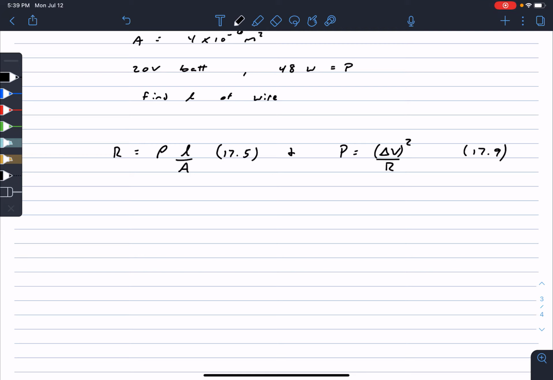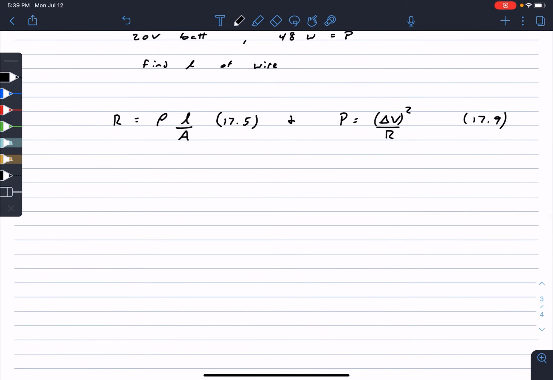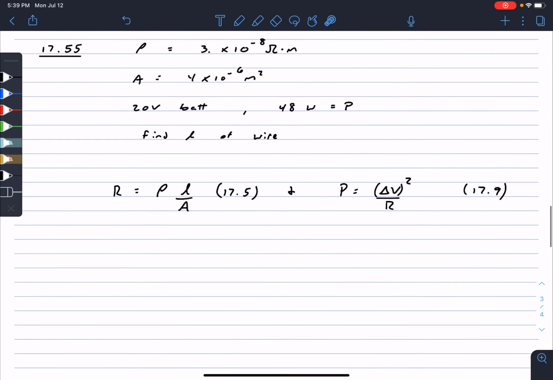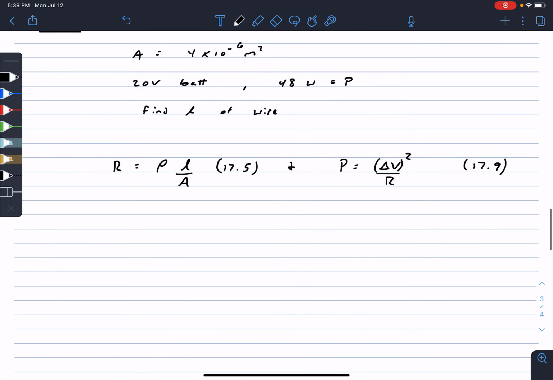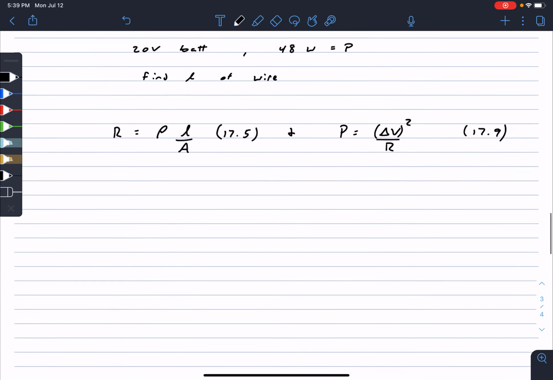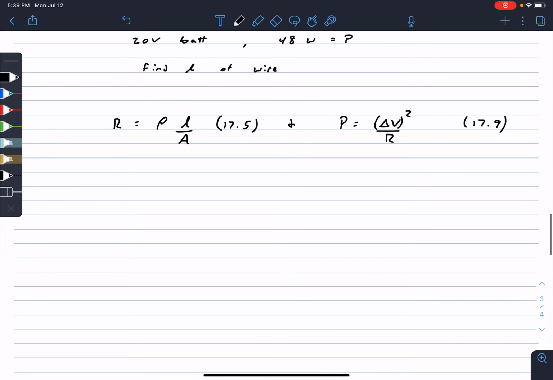Okay. So applying these, what are we given? The reason I chose to use these is because we are given a potential difference, right? We're given 20 volts, so we can apply that. We're given a power, so we can apply that. We don't know the resistance, so I can solve for resistance and set these equal to each other. We know the resistivity, we know the cross-sectional area. So we can use all of this to find the length. That's why I'm using these two particular formulas.